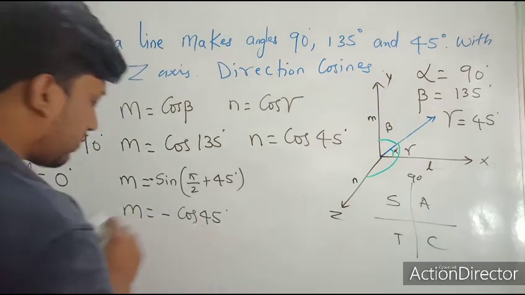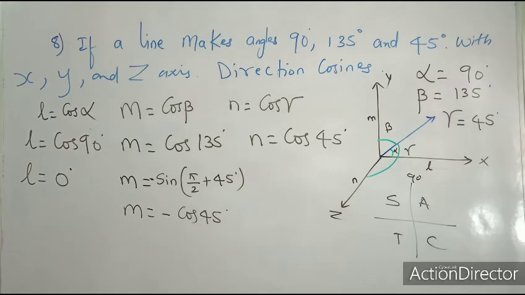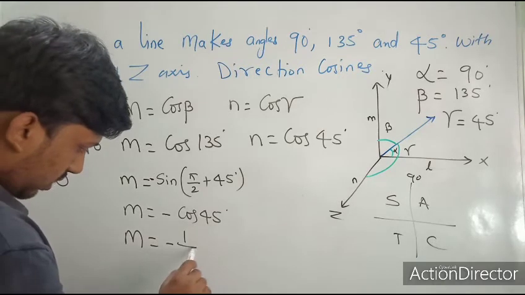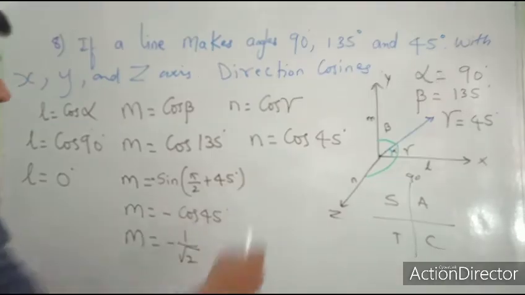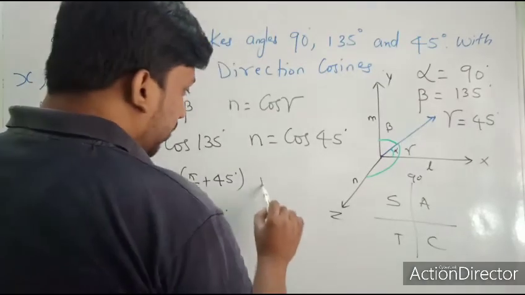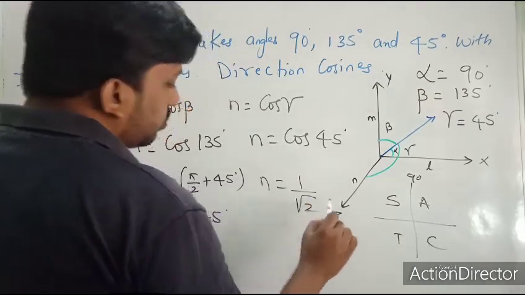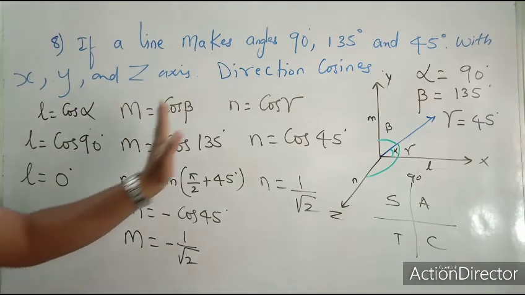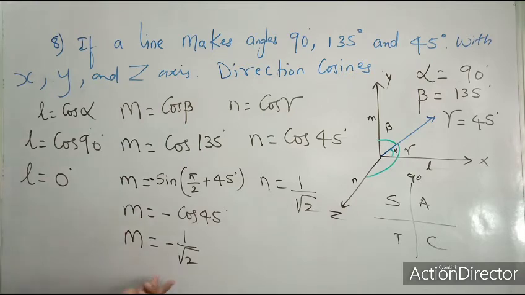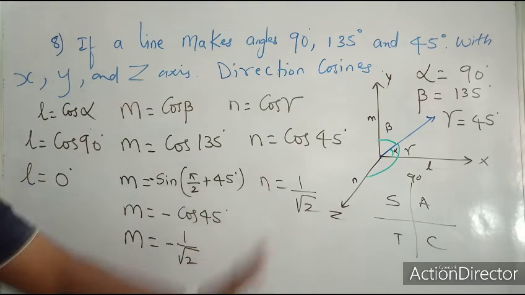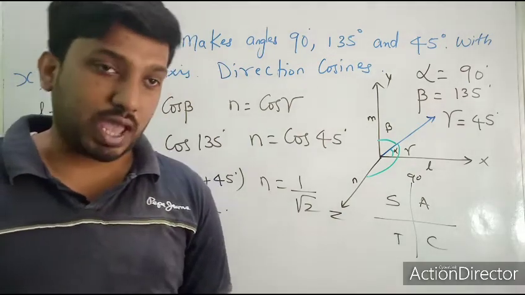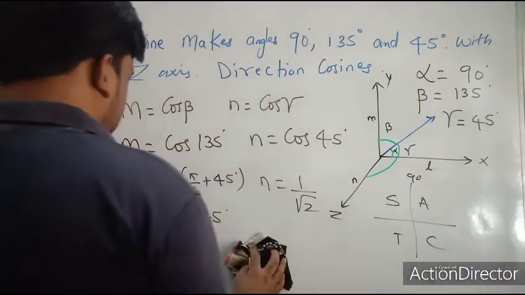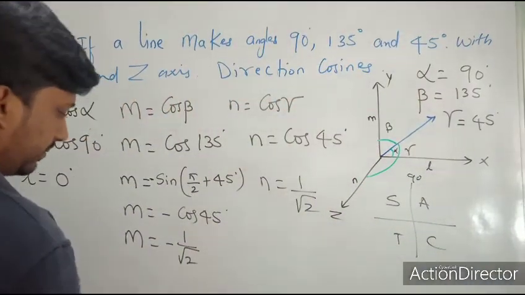So M is equal to minus cos 45. So M can be written as minus, what is cos 45? It is 1 by root 2. Whereas coming to N, it is equal to cos 45, directly we have, what is cos 45? It is 1 by root 2. So the direction cosines with respect to the x-axis, y-axis and z-axis are 0, minus 1 by root 2 and plus 1 by root 2. This is what we have. I hope you understood how to find the direction cosines.